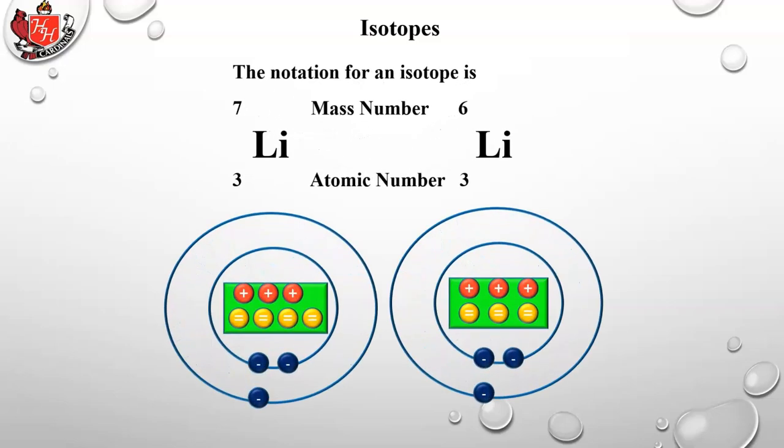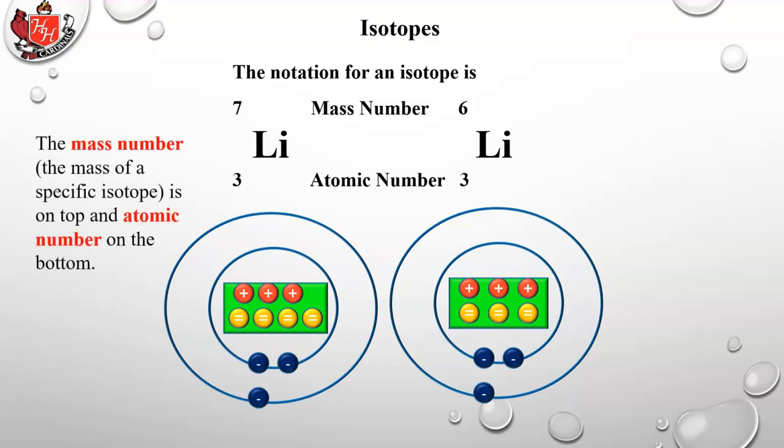Now here's a different notation for lithium isotopes. Down at the bottom is the atomic number. We're going to get into the definition of that very shortly. And it has 3. That means it has 3 protons. Up at the top is the total number of protons and neutrons. So for the lithium on the left, it's 7. For the lithium on the right, it's 6. The mass number, the mass of a specific isotope, is on top, and the atomic number is on the bottom.